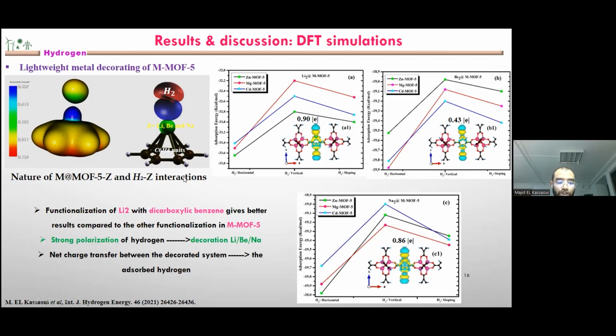Firstly, a reduction of the absorption energy is observed compared to the system without decoration for free orientation. And secondly, the horizontal orientation for the absorption of the hydrogen molecule is more favorable than vertical and sloping.